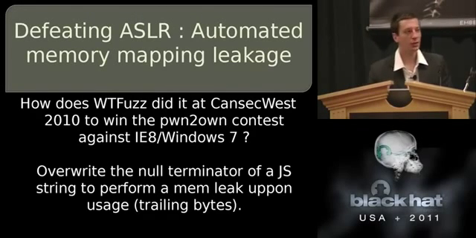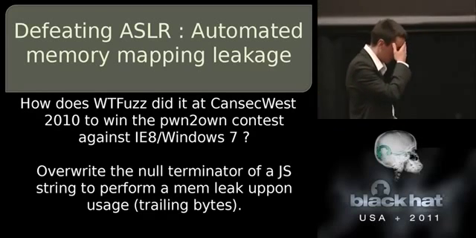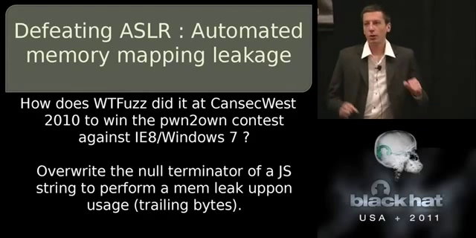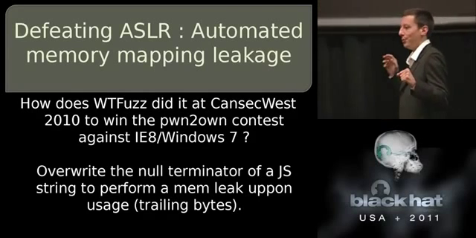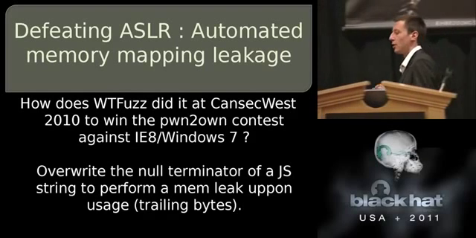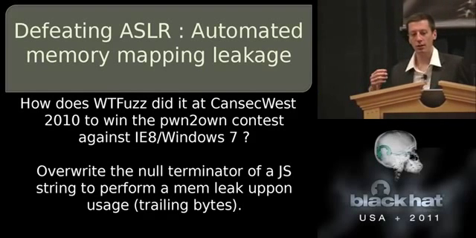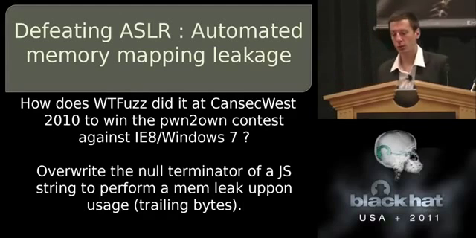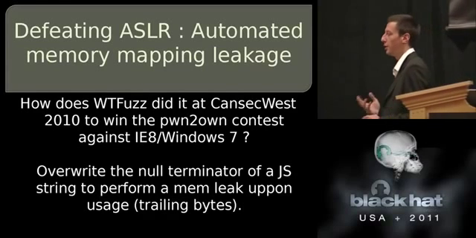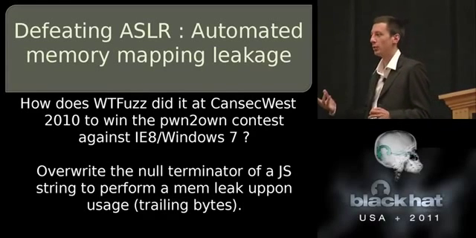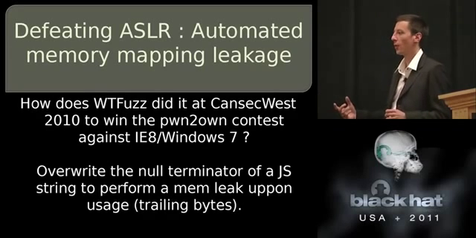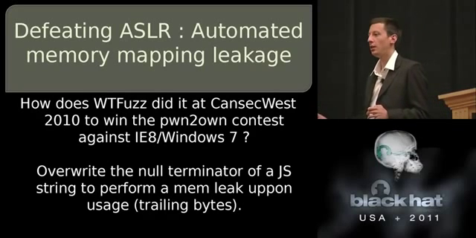Okay, this is a bit difficult. How do you automate ASLR leakage? So basically, there was an exploit at CanSecWest 2010, which was pretty revolutionary, because using JavaScript and a heap overflow, it could deduce the mapping of the binary.